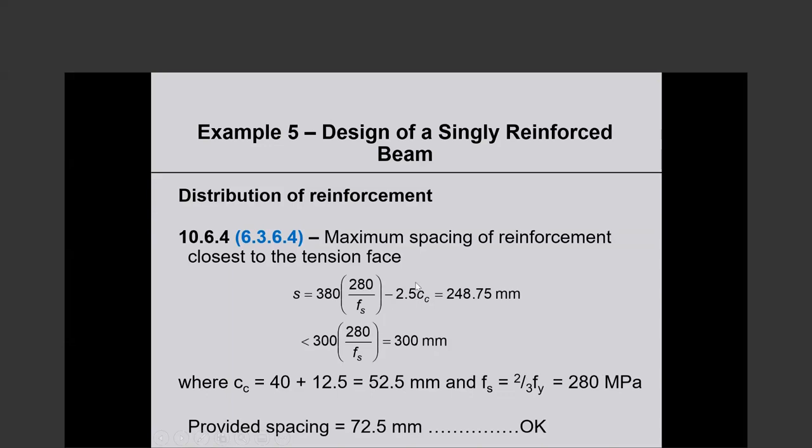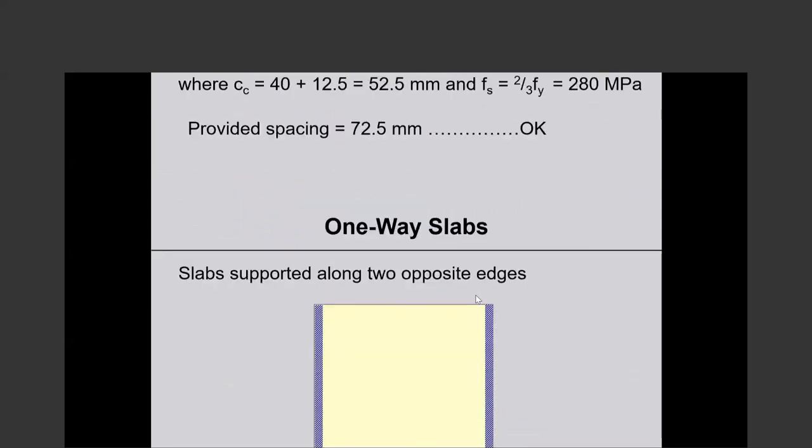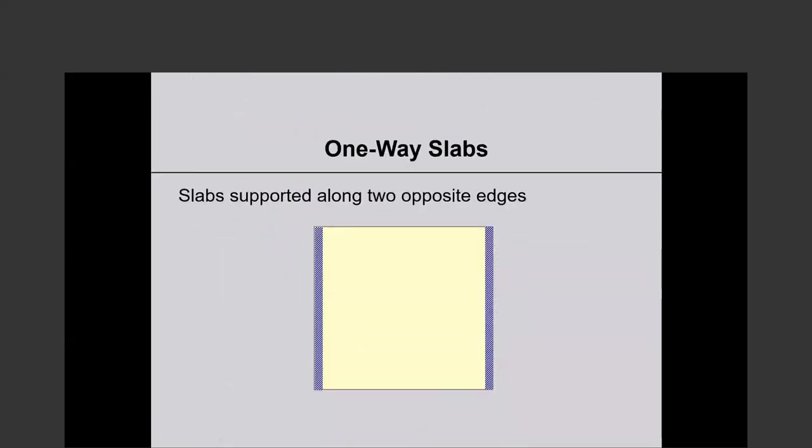And the C sub C that is required here is not clear cover. This is cover to the reinforcement, the center of the reinforcement. So 40 millimeters of clear cover plus half the bar diameter, that is C sub C. Okay. So we have provided a spacing of 72.5 millimeters. That is way below the maximum that we are determining. So we are quite okay with the spacing of reinforcement.